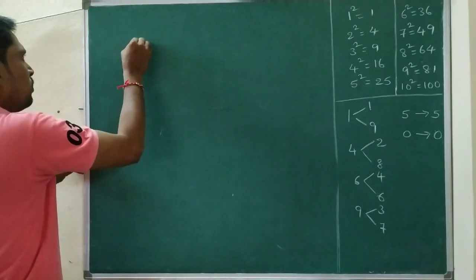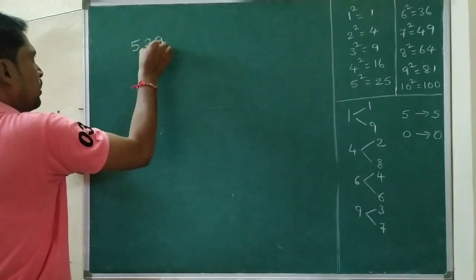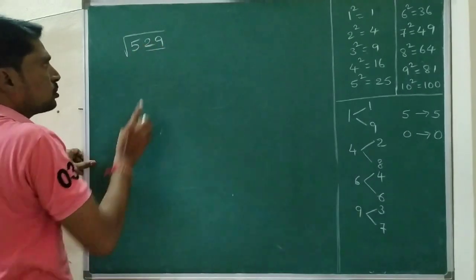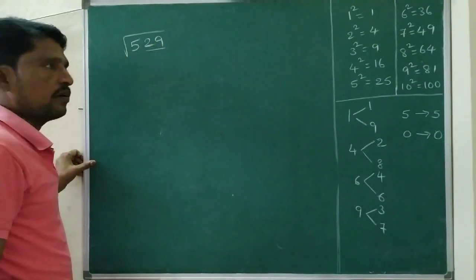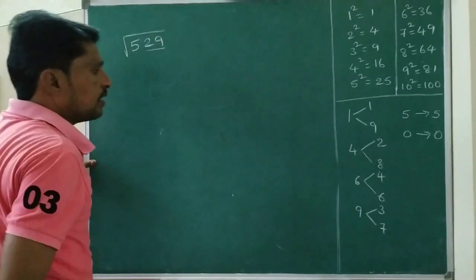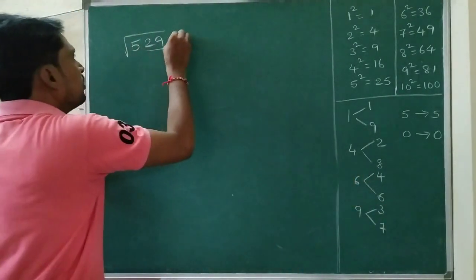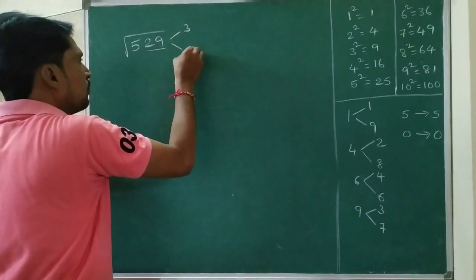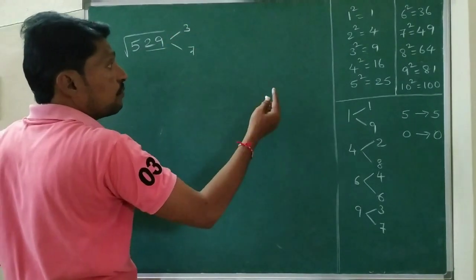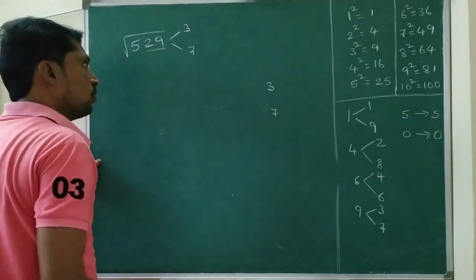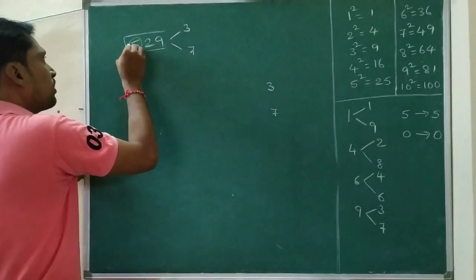Now one more example: under root 529. Divide two digits, and 5 is the single one left. Here the unit digit is 9. 9 comes from which square numbers? That is 3 and 7. So the possible unit digit of the square root is 3 or 7. Okay, let it be.